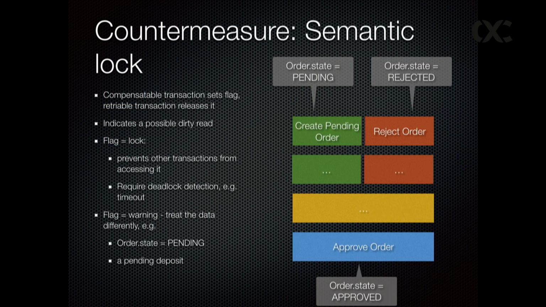One of them is to reintroduce long-term locks. So you have some compensatable transaction that will, in this case, lock the order by saying this order is in the pending state, and then eventually when the order is approved, you've got a retriable transaction that unlocks the order by changing its state to approved. So anyone who comes in and reads that order will know this order is pending, and either I can't do anything with it, or I'm going to treat it very carefully. So we're reintroducing these long-lived locks, which might require a locking mechanism.